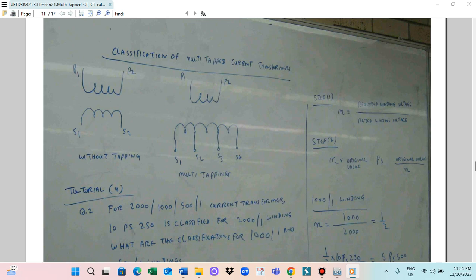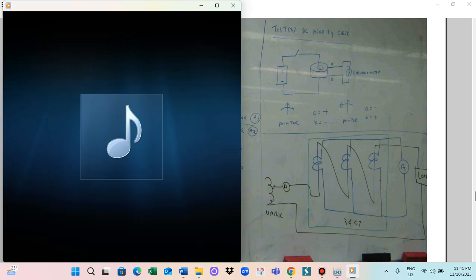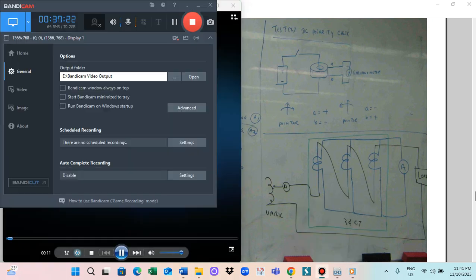Today's topic is a multi-ratio current transformer. In the current transformer, you can see the several tappings. This means that you can arrange different current ratios.